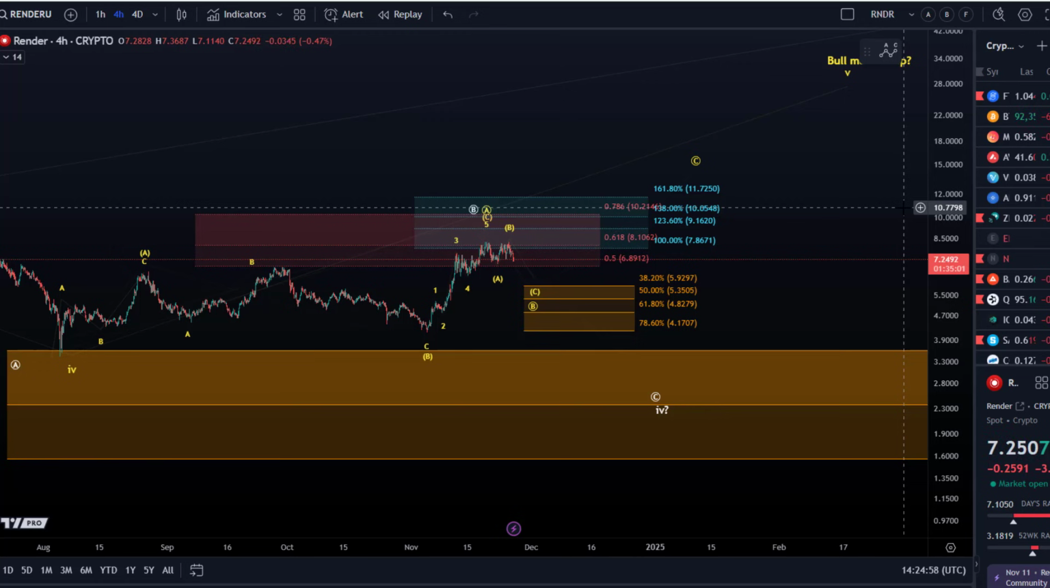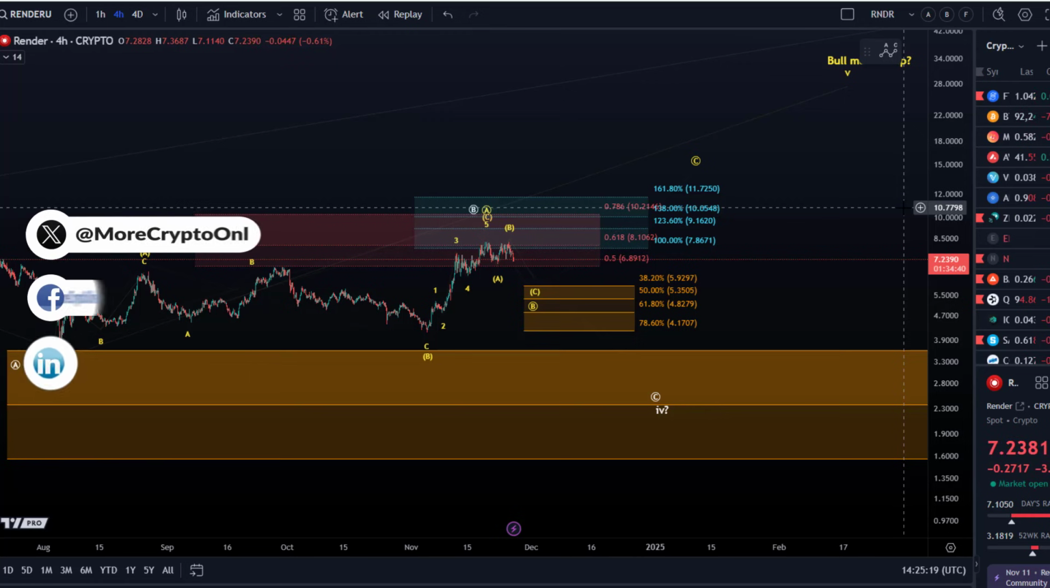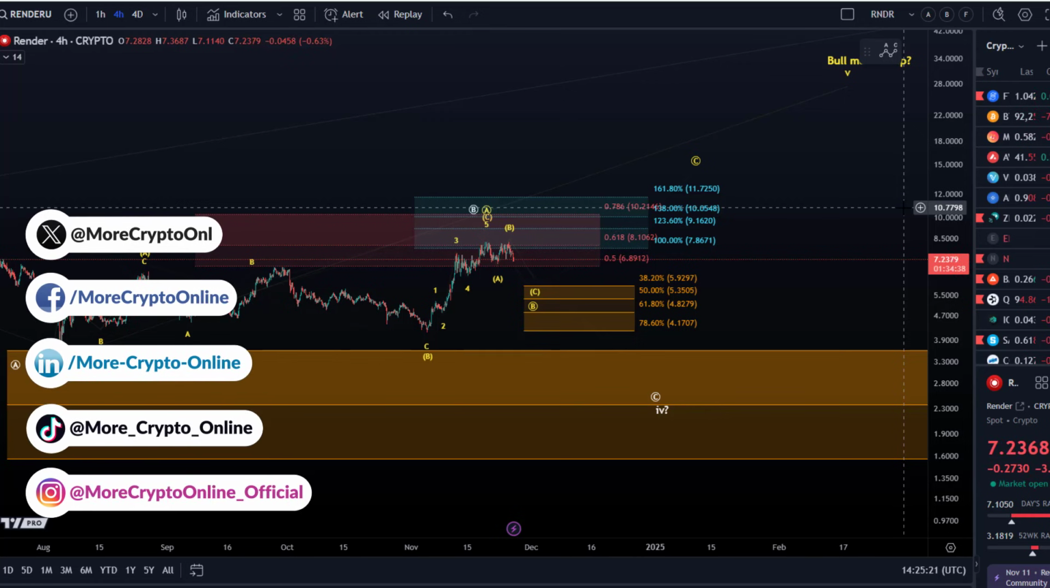Render seems to have started some kind of a pullback, at least based on what we see. It seems like we've started that B-wave pullback now. That would be in line with Bitcoin's potential pullback in wave 4. Again, don't confuse the pullback on the Bitcoin chart with a crash. It's just a continuation of the correction that already started a few days ago.